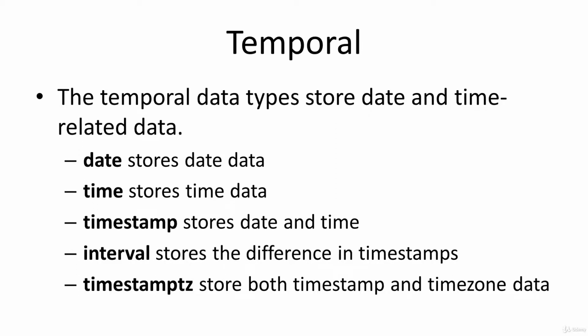So these basically just build off of each other. So you combine date and time to get timestamp. You can use interval to store the difference between timestamps, and then you take timestamp and add time zone data to it, and you get timestamptz.